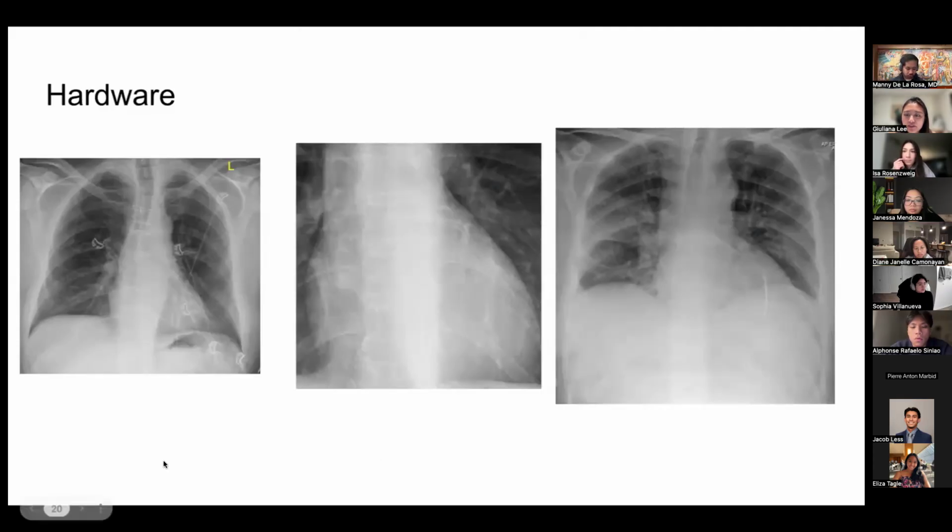Here I just want to call out some examples of hardware. I know the quality is not necessarily the most ideal, but as we talked about here, let me annotate again. We're seeing some EKG leads. These are all things that you're like, all right, no big deal.